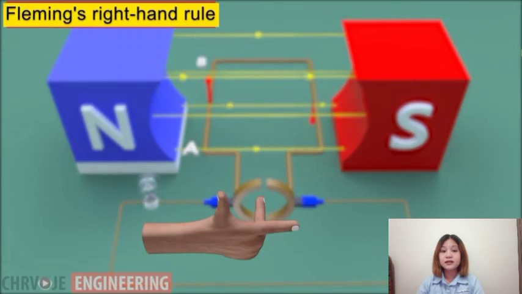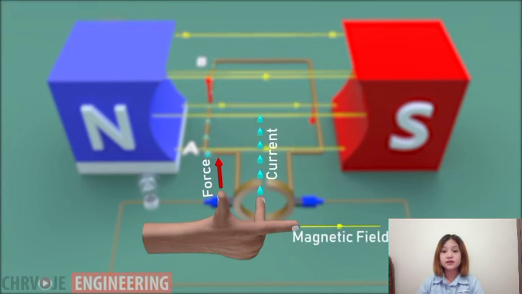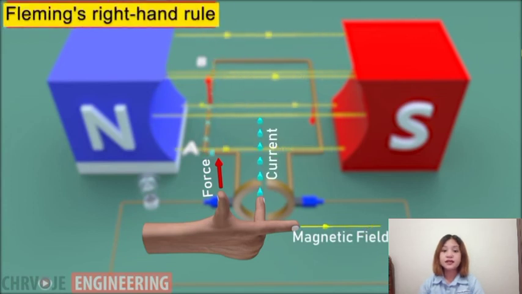How do we do that? We place our right hand so that the thumb points up, showing the direction of the force, the index finger pointing in the direction of the magnetic field from north to south pole, and the middle finger will point in the direction of the induced current, which in our case is from A to B.